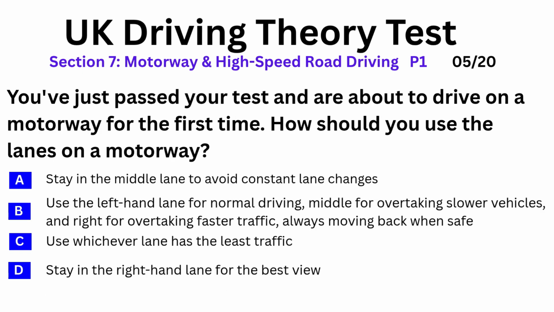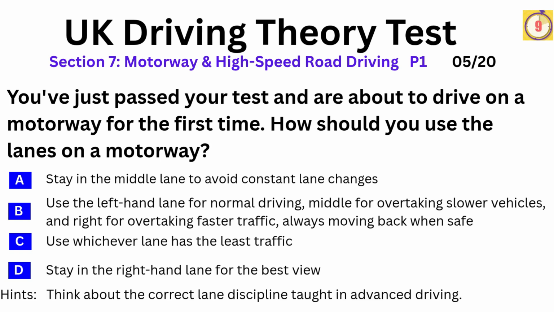You've just passed your test and are about to drive on a motorway for the first time. How should you use the lanes on a motorway? Correct answer is B. Use the left-hand lane for normal driving, middle for overtaking slower vehicles, and right for overtaking faster traffic, always moving back when safe.